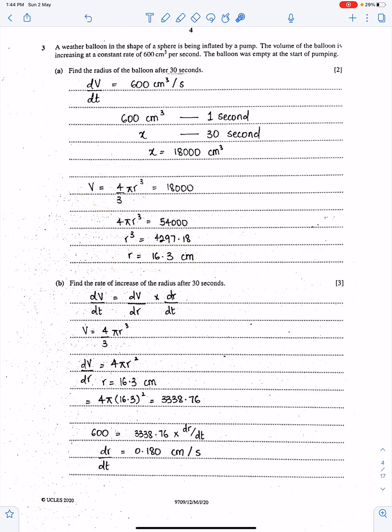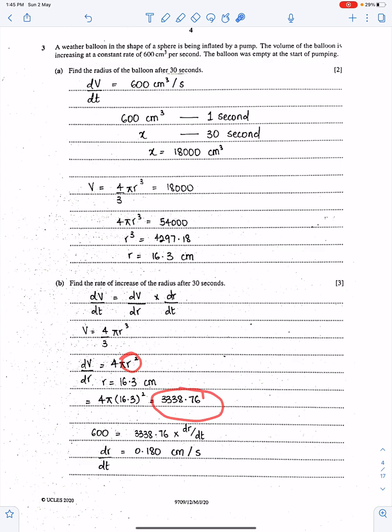Now by using the chain rule, we can get the rate of change of radius. This is the chain rule with respect to this formula: dV upon dt equals dV upon dr times dr upon dt. You all know how to form the chain rule according to the given formula or situation. So we just need to differentiate this volume with respect to r, and then we need to substitute this value of r here.